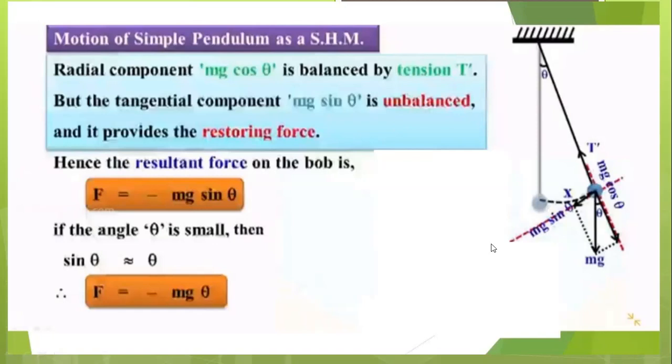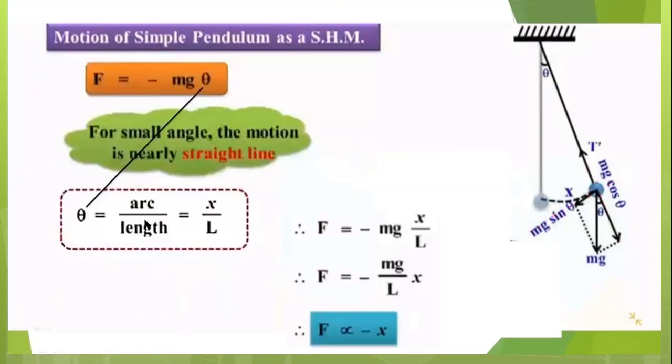The oscillation of the simple pendulum is due to this restoring force. So we get F is equal to minus mg theta, because the theta value is very small. Theta is equal to arc upon length. What is the arc value? x upon length L, where L is the length of the string. So theta is equal to x by L. Put the value of theta in the last equation, we get minus mg x upon L. So F is equal to minus mg upon L into x.